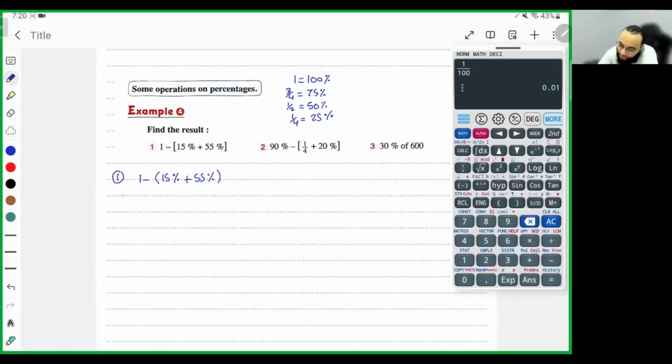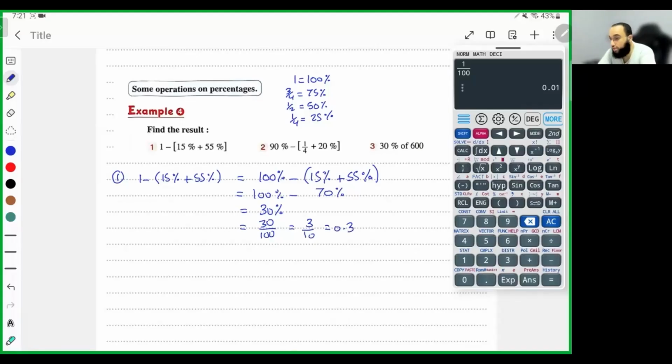So what do we write instead of the 1? You can delete the 1 and write 100%. Then 15% plus 55% equals 70%, like you told. Excellent. Then it's 100 minus 70, which is 30. If you want to write it as 30 over 100, it's correct, which is 3 over 10, which is 0.3. All of them are correct. Any one of these is correct.